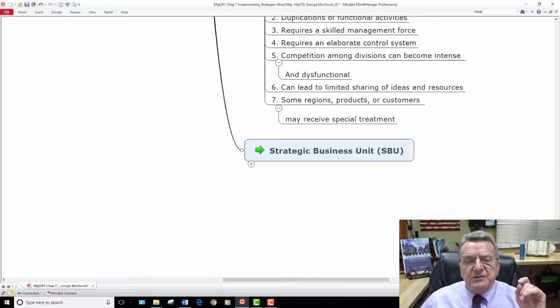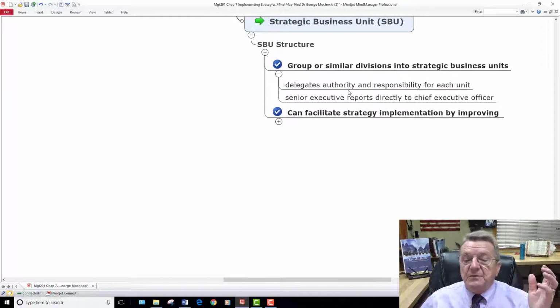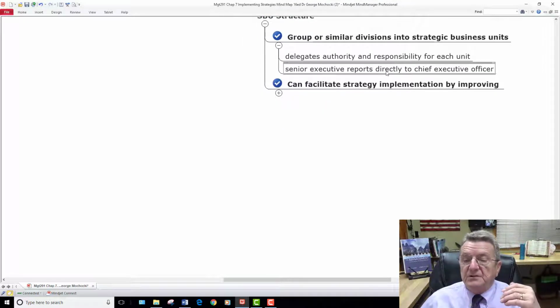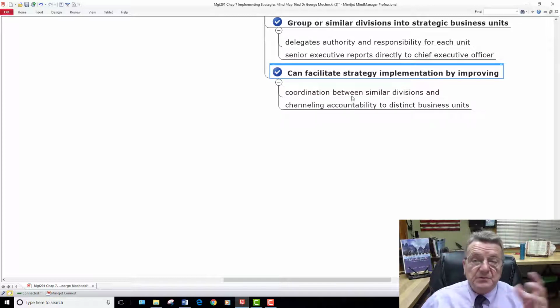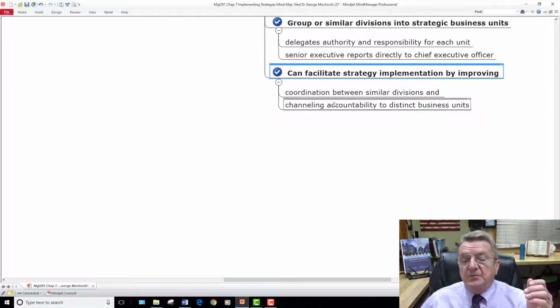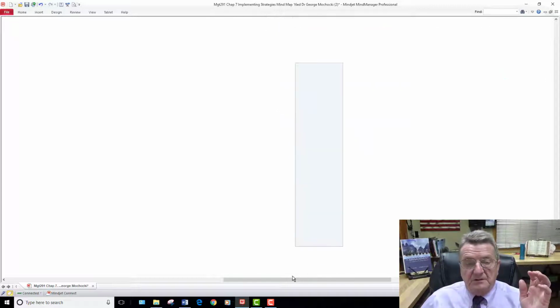Okay. Now, strategic business unit, and I'll talk into that, is a group of similar divisions. Strategic business unit delegates authority and responsibility for each unit. Senior executive reports directly to the chief executive officer, vice president, or president of the company. Can facilitate strategy implementation, coordination between similar divisions, and challenging accountability to distinct business units. And we talked about that indirectly.